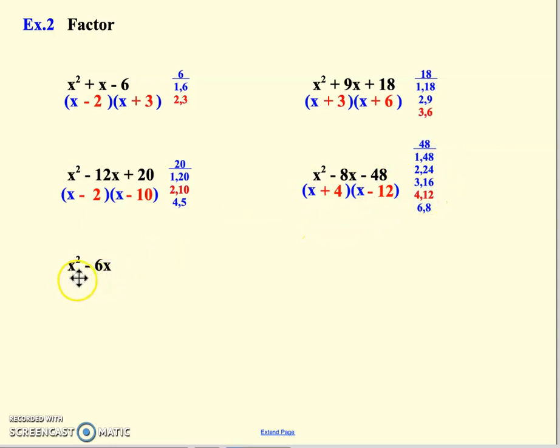This one's a little bit different because there's no third term out there. So this one actually, a lot of people mess up on. It's simpler than you think. You just take the x out of each term, and you're done. It's factored. So you don't have to do this idea of checking pairs.